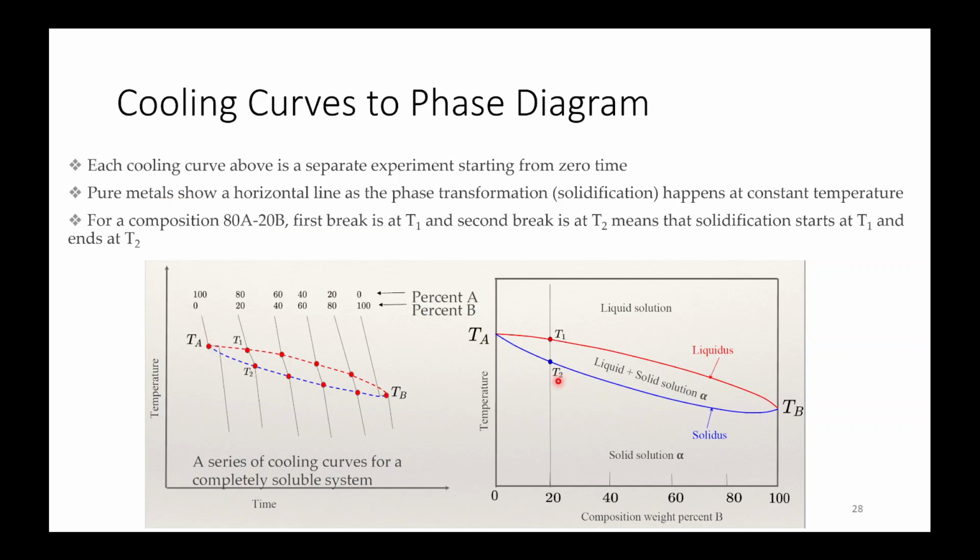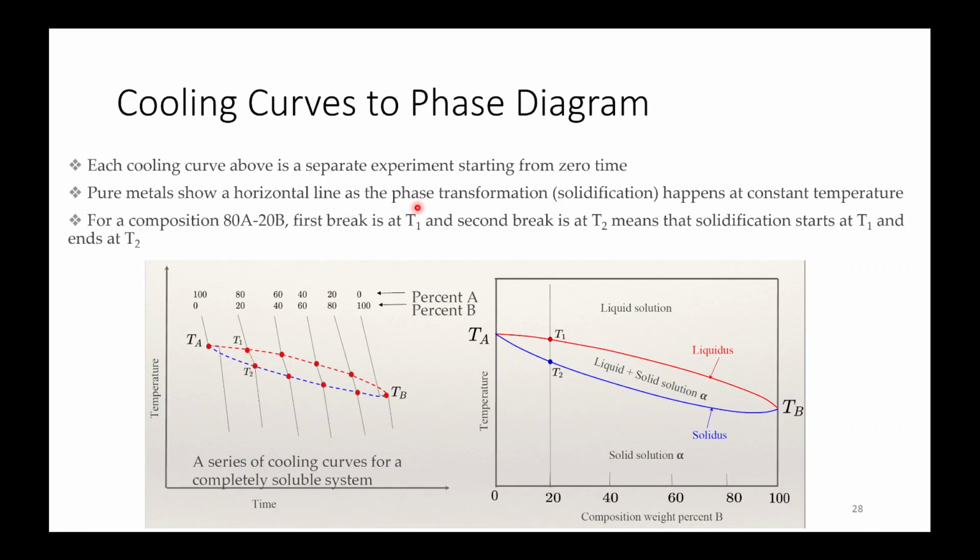How do we obtain these phase diagrams? For this, for various compositions, we draw cooling curves. This is how these cooling curves will show, and then these points will give you your phase diagram. For example, each cooling curve above is a separate experiment starting from 0 time, and pure metals show a horizontal line, and when there is presence of some solute atoms, then it will be a different line.